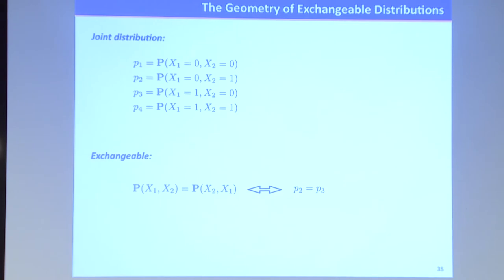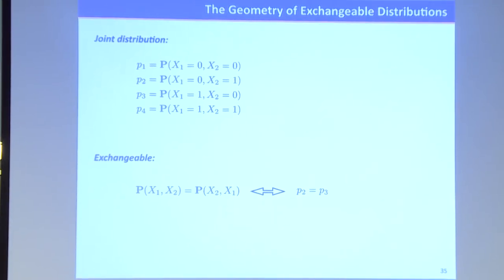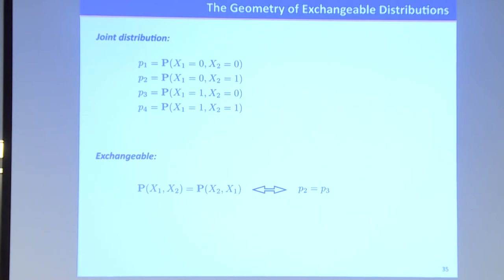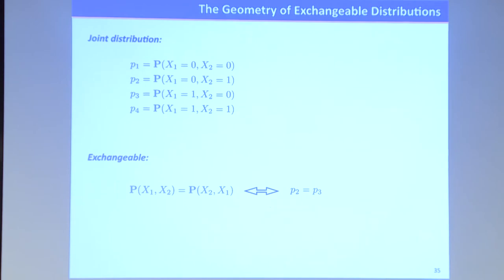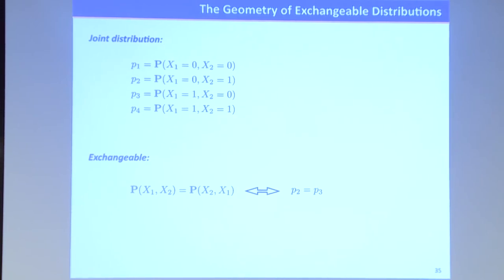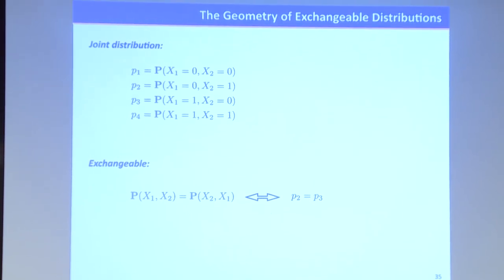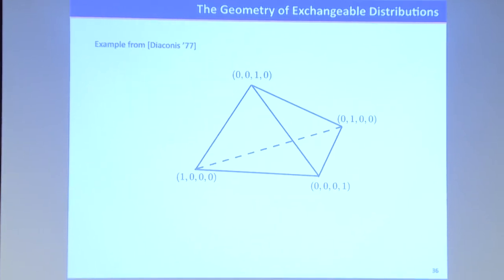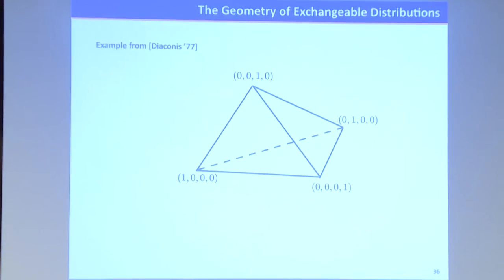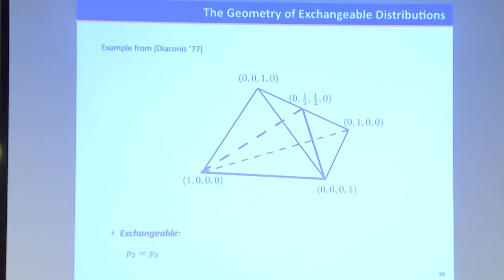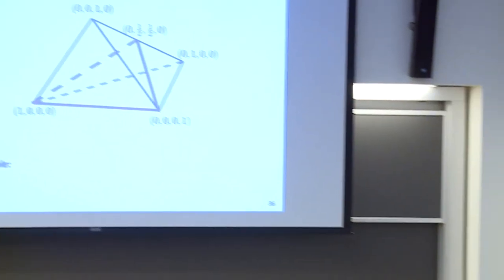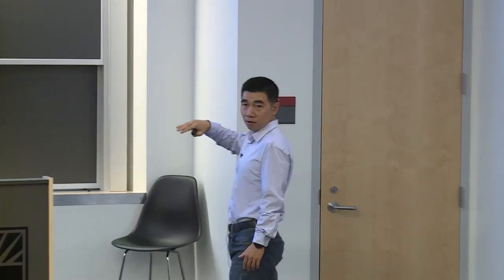Now, what about exchangeable ones? Exchangeability says that if I interchange x1 and x2, the value of the probability shouldn't change. So p1, I don't need to care about. It's already 0 and 0. Similarly for p4. What I need to enforce is p2 equal to p3, because that's 0 to 1, 1 to 0. Geometrically, what are the distributions satisfying p2 equal to p3? It turns out that all the distributions live on a two-dimensional plane, a triangular slice of this 3D tetrahedron.